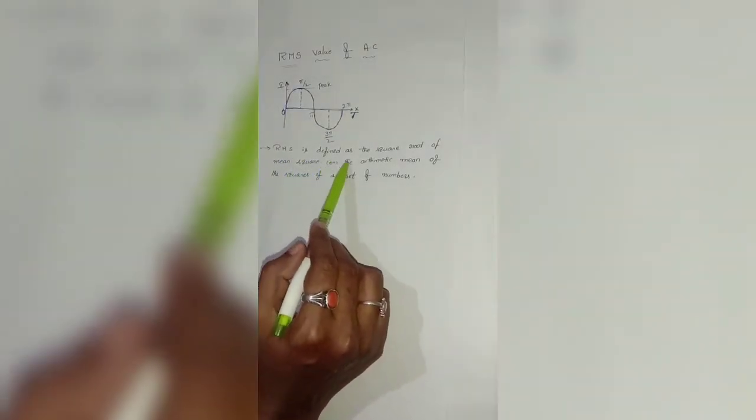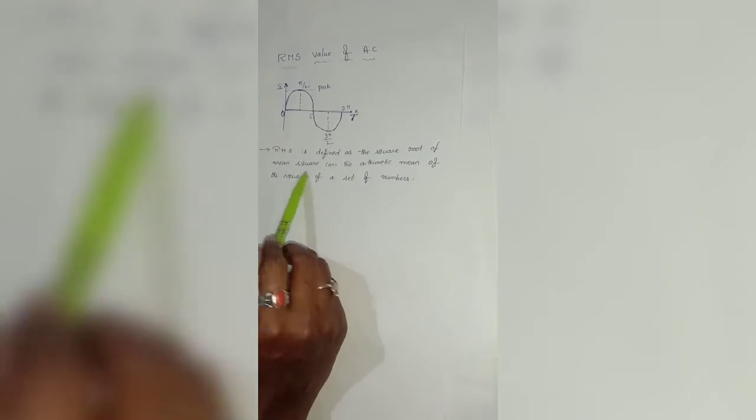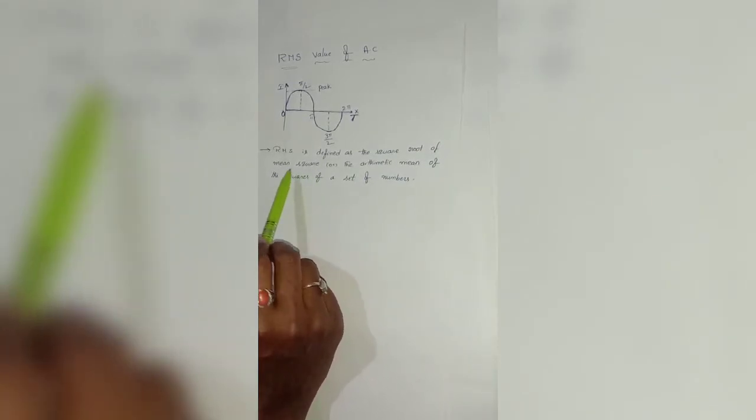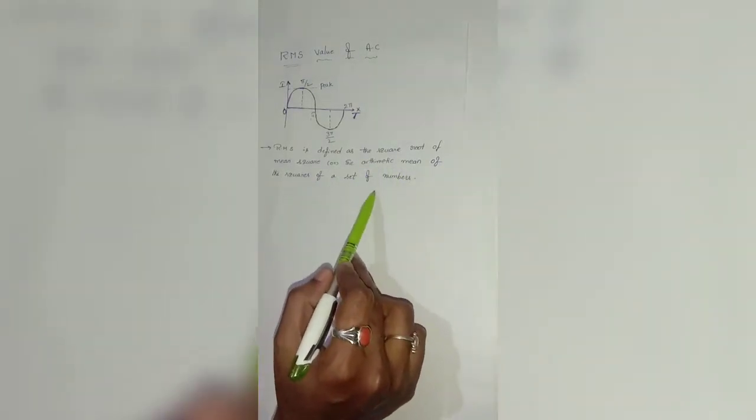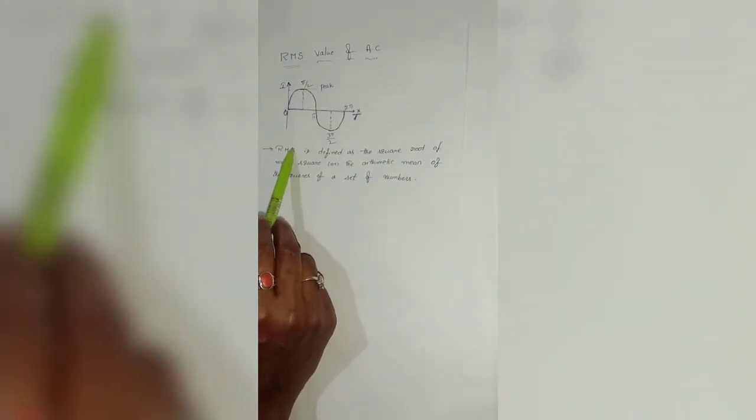RMS is defined as the square root of the mean square, or the arithmetic mean of the squares of a set of numbers. This is the definition of the root mean square.